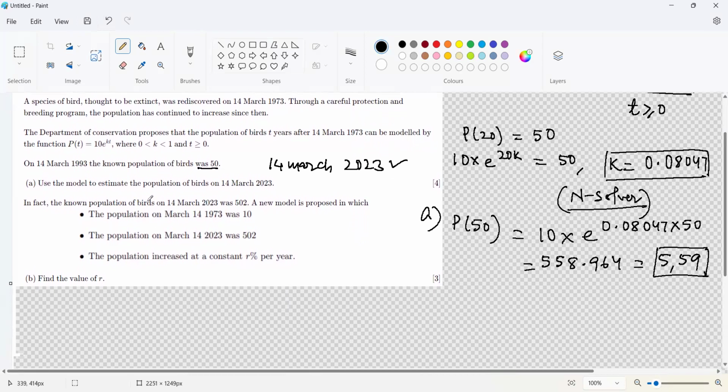In fact, the known population of birds on 14th March 2023 was 502. A new model is proposed in which the population on March 14, 1973 was 10. The population on March 14, 2023 was 502. The population increased at a constant rate of R% per year. Find the value of R.